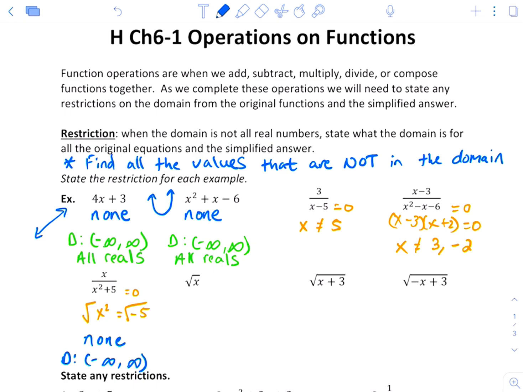So the way I would write this restriction is that the domain has to be from 0, and I would use a bracket because I'm including that number, to +infinity. Or I could write it as x is greater than or equal to 0. So these statements mean the same thing. You're writing it as one or the other. You do not need to write it as both.